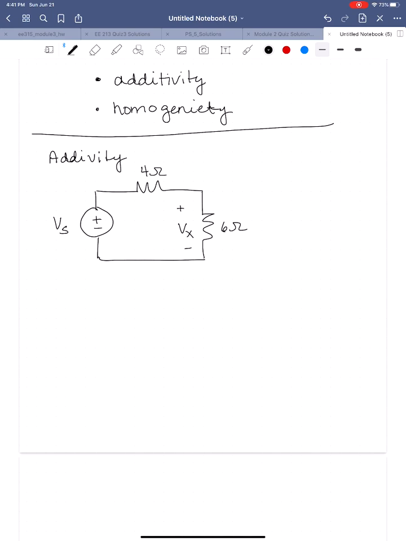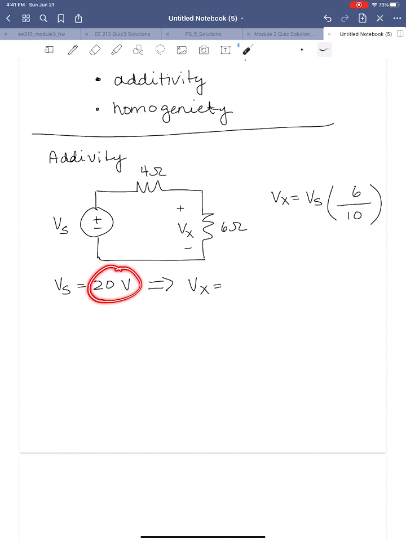Now if we were to do that using plain old voltage division, we know that Vx is equal to the total source voltage Vs multiplied by the resistor we want to know about divided by the series combination of the two resistors in the voltage divider. So Vx is just equal to Vs times 6 over 10. Okay, so what happens if Vs is equal to 20 volts? Plugging 20 into that equation, Vx is going to be 12.